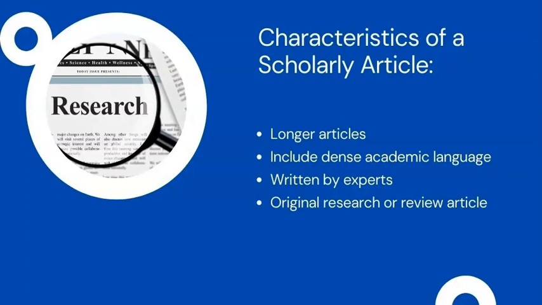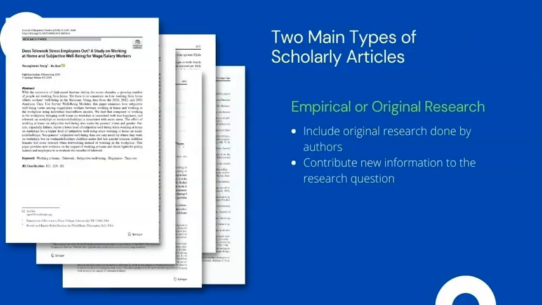Before we dive into reading a scholarly article, let's quickly discuss two main types. The first is referred to as an empirical or original research article. These focus on research that has been completed by the authors. The research adds new information to the field being studied. You will find certain general sections in these articles, including the abstract, introduction, literature review, methods, and discussion or conclusion sections.